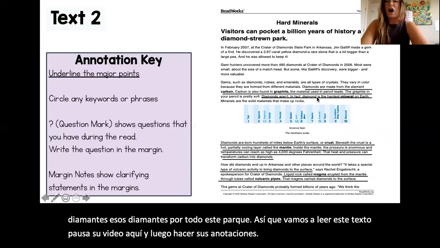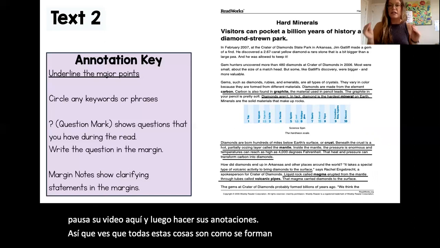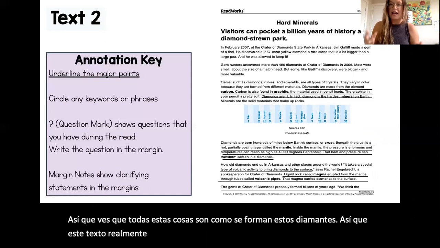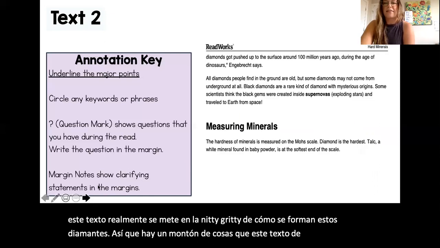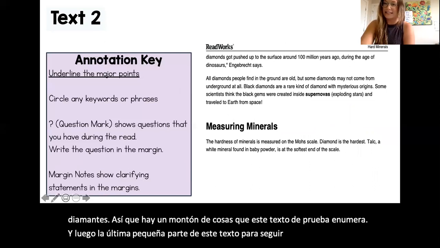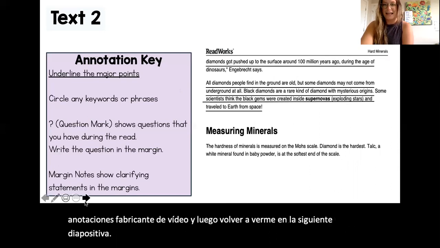So you see all of these things are how these diamonds are formed. So this text really gets into the nitty-gritty of how these diamonds are formed. So there's a lot of things that this text lists out. And then the last little part of this text, go ahead and pause your video, make your annotations, and then come back, see me on the next slide. This is what I annotated from this side.